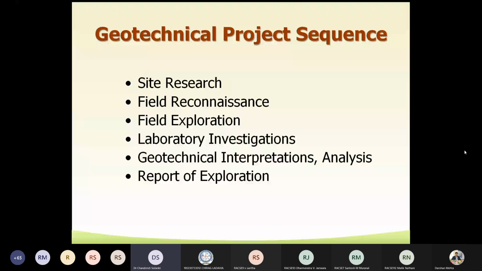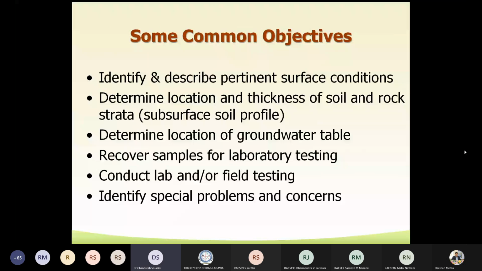The common objectives of geotechnical explorations: why we go for the exploration and what is its need. To identify and describe the pertinent surface conditions, it has to be known to us. Determine the location and thickness of the soil and rock strata. It means that we are supposed to know what is the soil lying below the foundation level. Based on that, we need to calculate the bearing capacity as well as settlement.